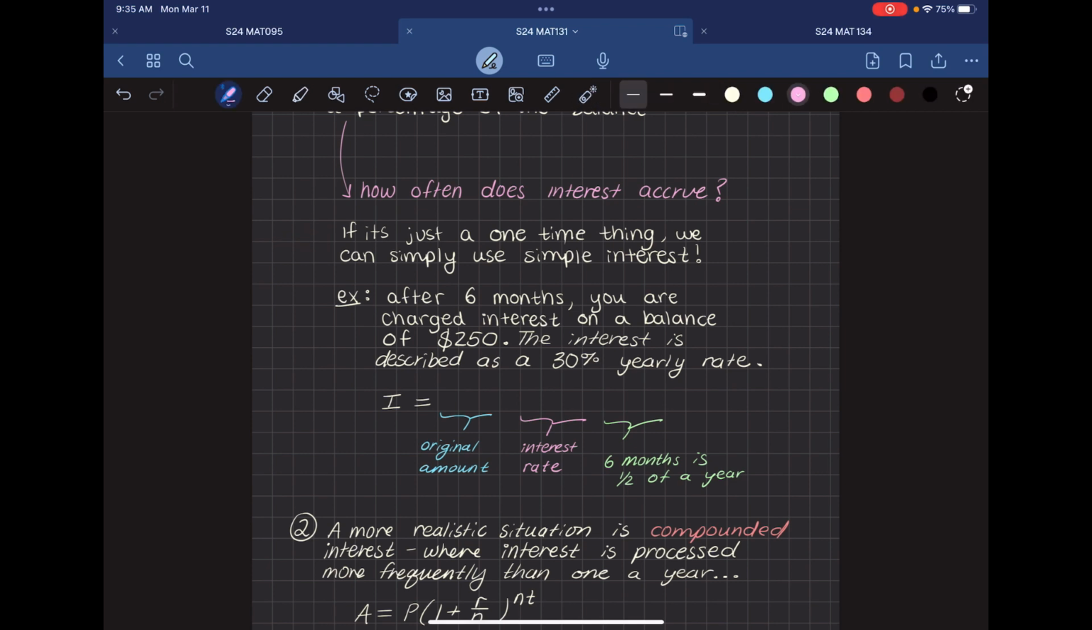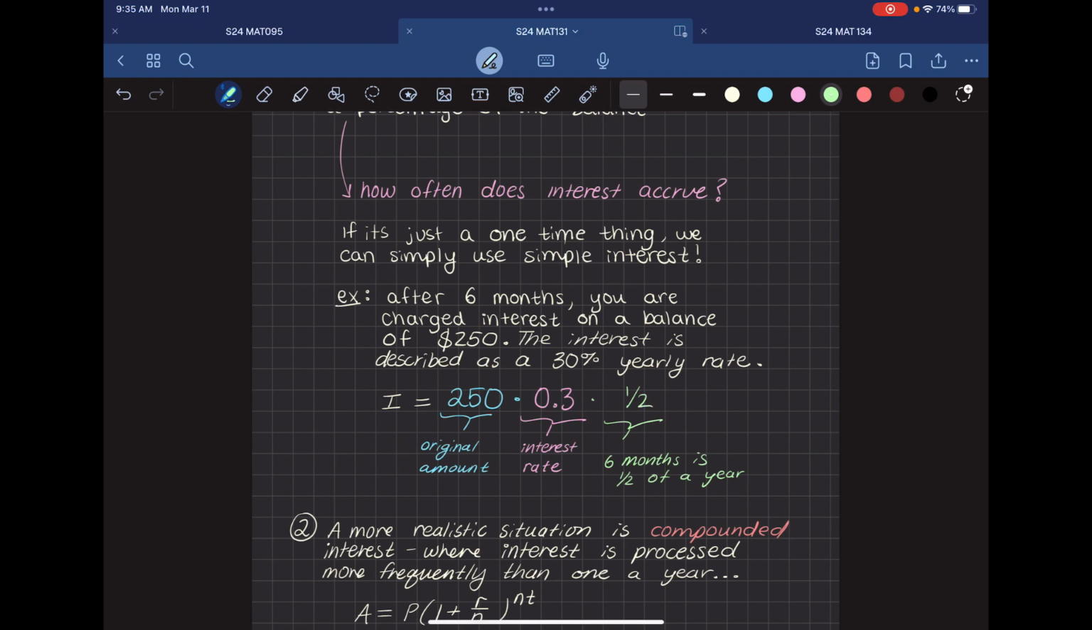So for example, maybe after 6 months, we're charged interest on a balance of $250, and the interest is described as a 30% yearly rate. So for simple interest, we have I equals P times R times T. So we would have our original amount being $250, and we would multiply that by our interest rate, which is 30% annually, which is 0.3 as a decimal. And since we're not doing the full year, we're only doing half a year, so 6 months is exactly 1/2 of a year. We're going to multiply that by 1/2, right?